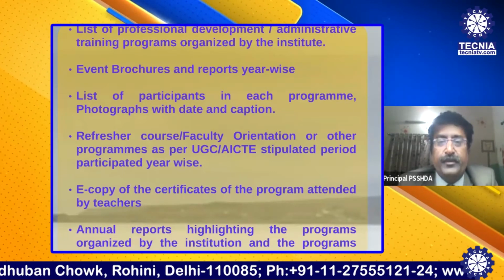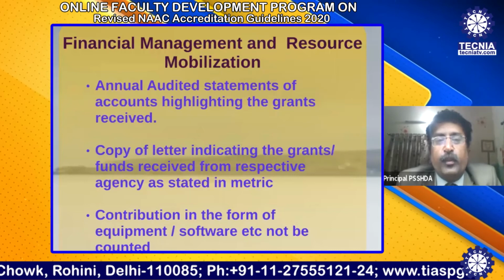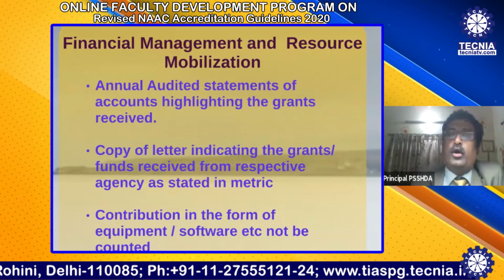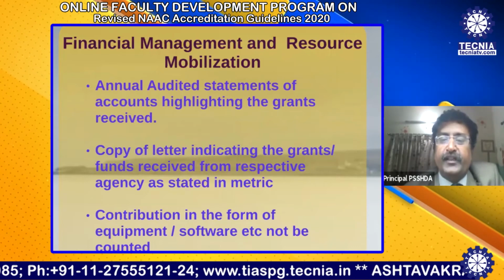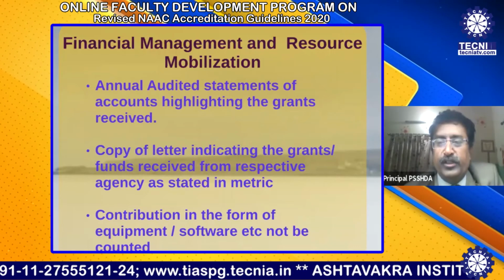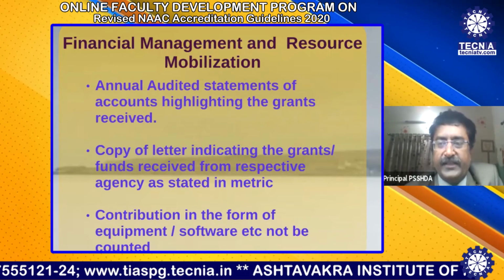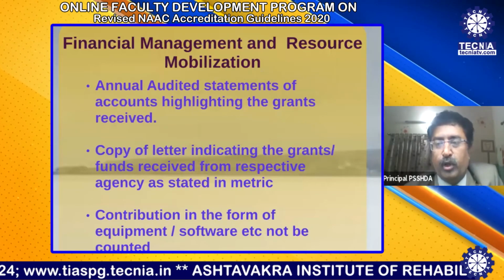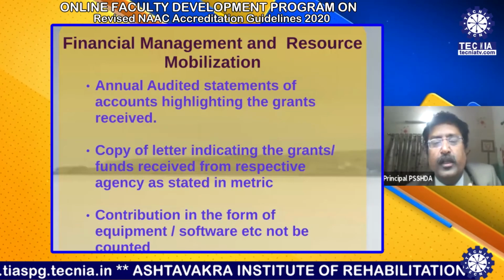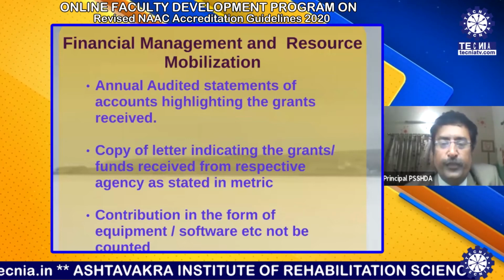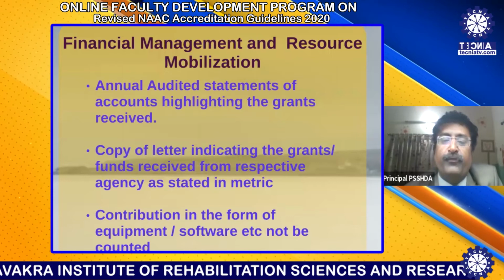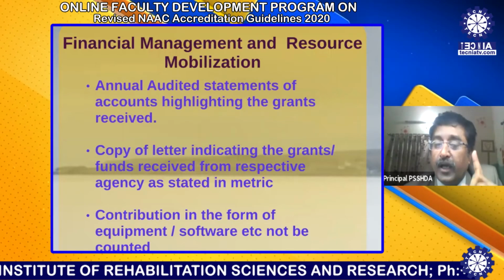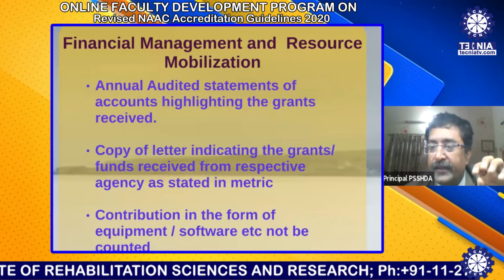or PA team member. For financial management and resource mobilization, you need to have an annual audited statement highlighting various grants, and copies of letters indicating various grants from UGC or state government or DST, INSA, or any Sahitya Academy. Wherever you are getting grants, you need to keep the letter of that grant ready with you.